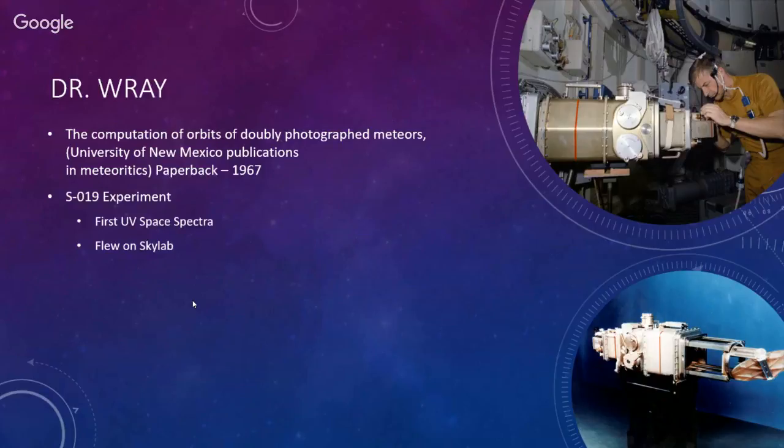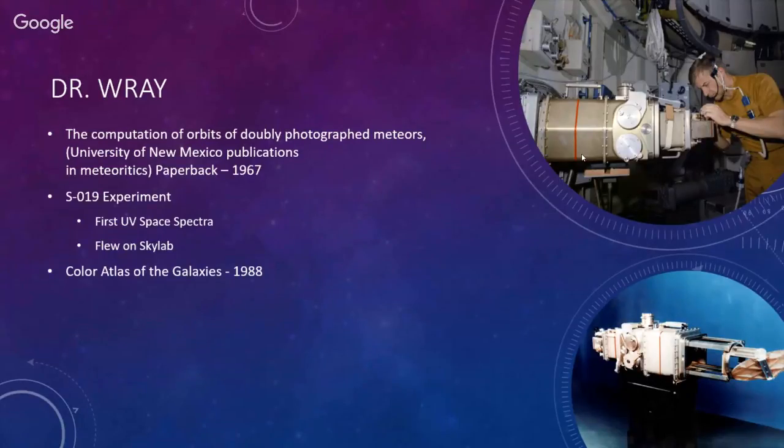And actually that book has been recently used to develop two-station automated meteor orbit calculation, which is interesting. So he went on and was one of the principal investigators on the S19 experiment, which was the first UV space spectra. It started out in the Mercury program. I don't know if you see the picture in the upper right here with the astronaut running the instrument. That's the actual instrument that they built. They started working in the Mercury program, and then Apollo, and then they had the fire in Apollo, and it finally got bumped back to Skylab and flew on Skylab. And so they got the first ultraviolet spectra in space.